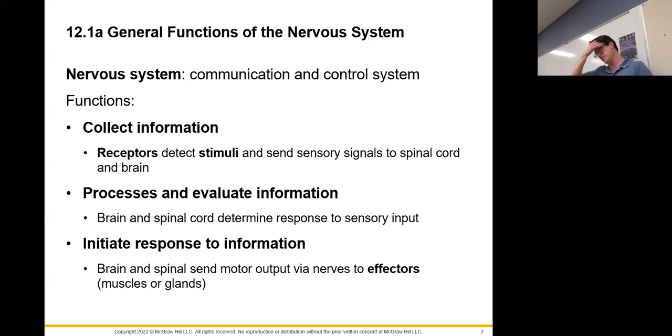That then causes that receptor to send a signal through a nerve, which will then get sent to either the spinal cord or the brain. Okay. Or both, really, the spinal cord and the brain. Now, the spinal cord and brain will then process and evaluate that information. So it will take in all of the sensory information that's coming in from all of your sensory receptors in your body at once.